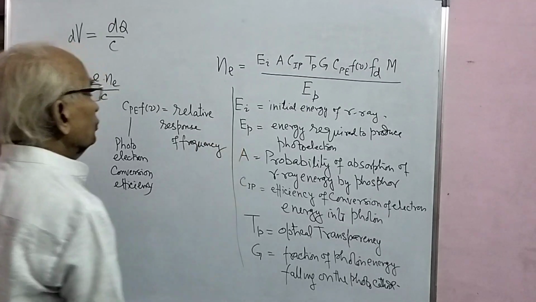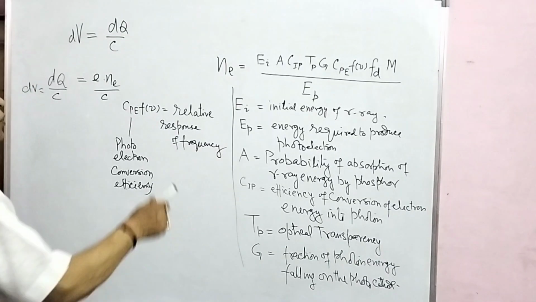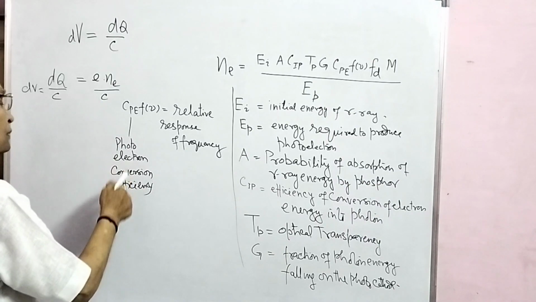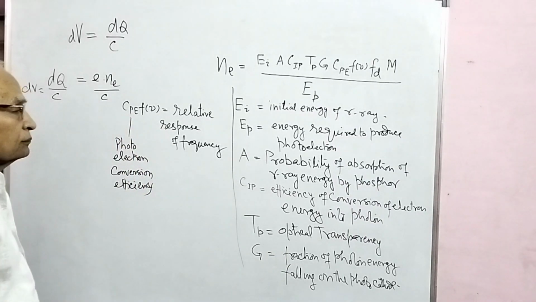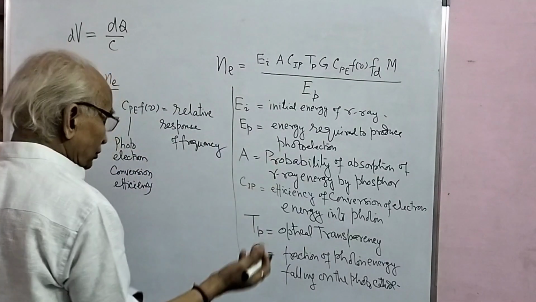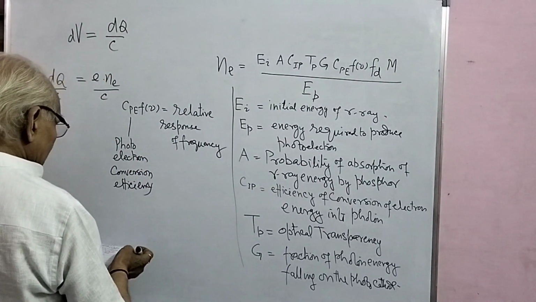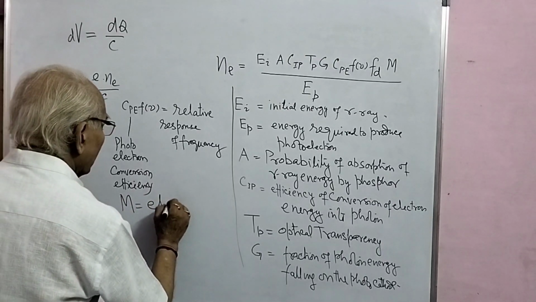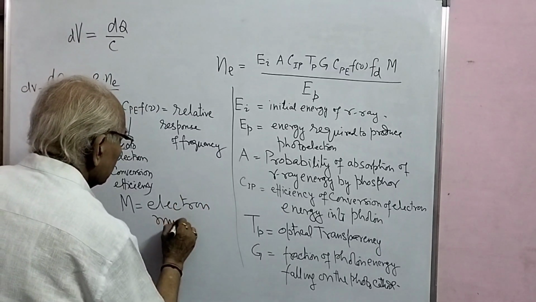Because photons are what frequency? Energy, so we have frequency. So that F, what is this total factor? Photoelectron conversion efficiency at this frequency. This changes with frequency also. And then M is the electron multiplication.